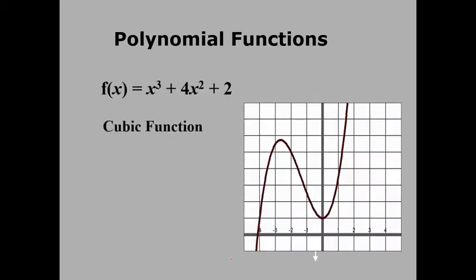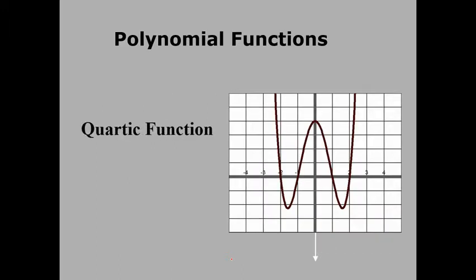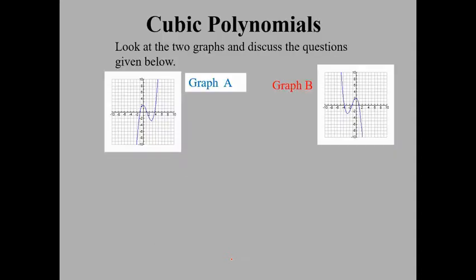Alrighty, let's look at the cubic function. Okay, the cubic function is degree 3, and our maximum number of zeros is going to be what? That's right, 3. Here is our quartic function, and it is a degree 4, so that means the maximum number of zeros that you can have is, that's right, 4 zeros.